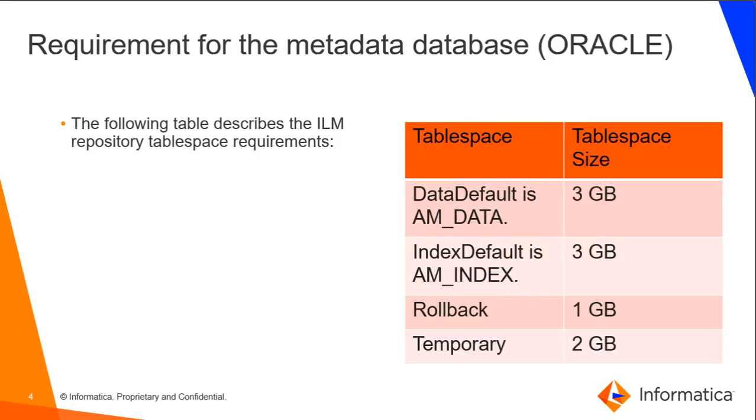If you want to use Oracle as the ILM repository, during the installation it will ask for two table space values, that is AM_DATA, which is the default data table space, and another one is AM_INDEX, which is the default index table space. Please reach out to your database administrator to create these two table spaces before we start the installation, which should have 3 GB space. The rollback table space should have 1 GB and the temporary table space should have 2 GB.